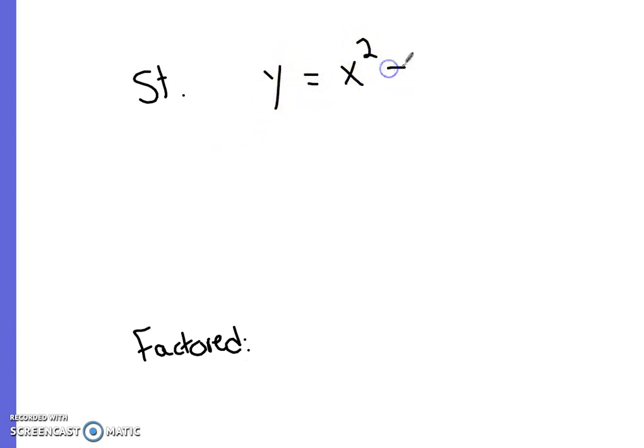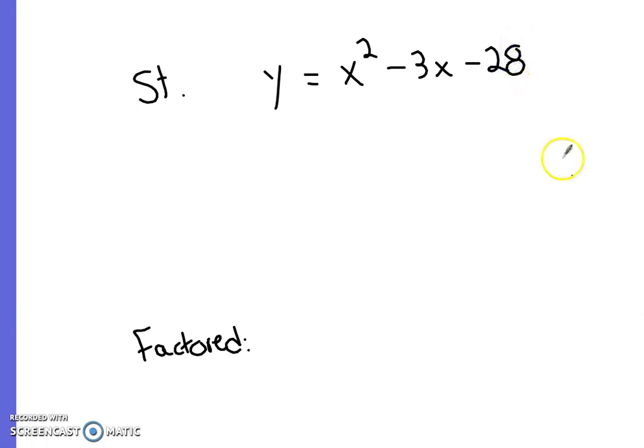So let's move on here. We're now going to convert from standard down to factored form. Okay, so let's write one up here. Y equals x squared minus, let's say, 3x and then minus 28.